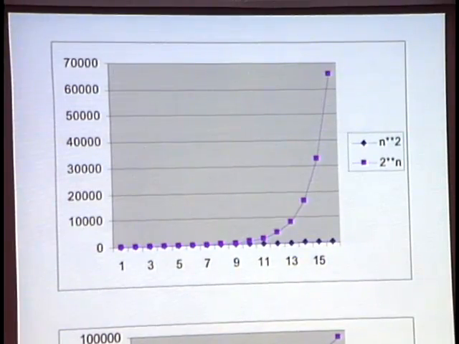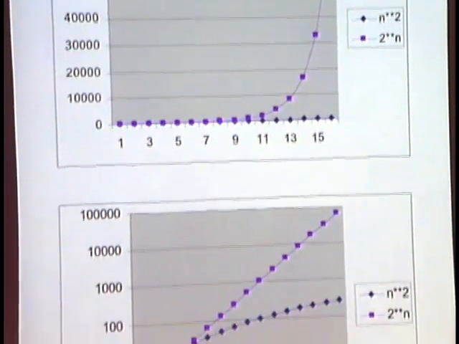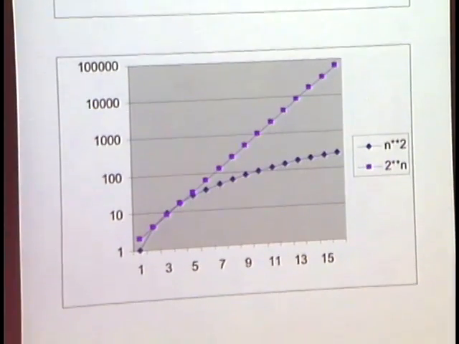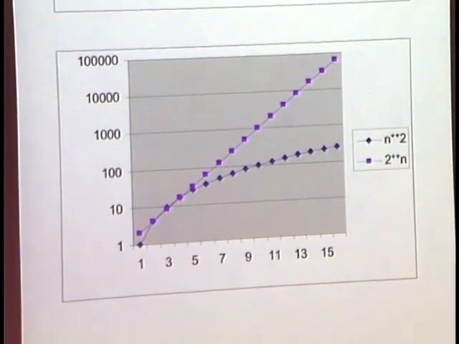The bottom graph has exactly the same data, but what I've done is I've used a logarithmic y-axis. Later in the term, we'll spend quite a lot of time talking about how we visualize data and how we make sense of data. I've done that because you can see here that the quadratic one is actually growing. It's just growing a lot more slowly.